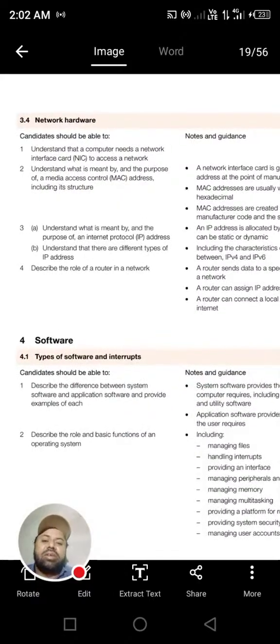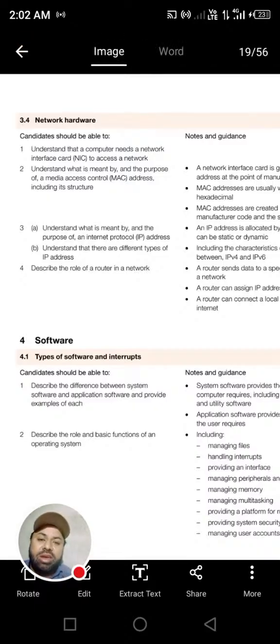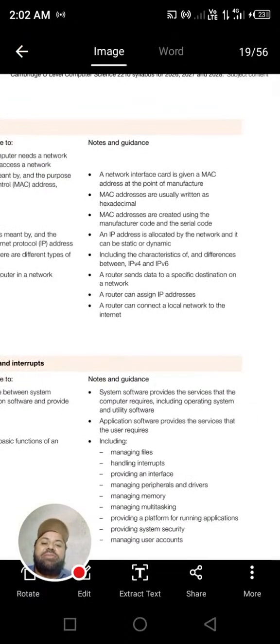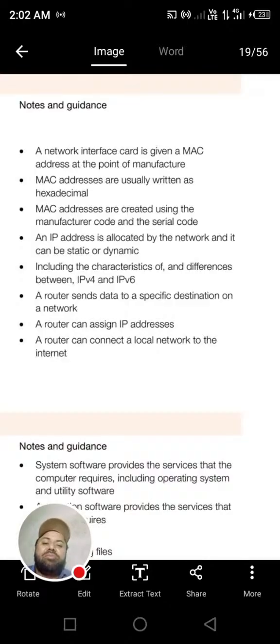Then comes network hardware. Understand that a computer needs a network interface card, NIC, to access a network. The NIC is very important because every NIC contains a media access control (MAC) address. Understand the purpose of media access control. Each network interface card contains a specific address, called the MAC address, which is given at the point of manufacture.